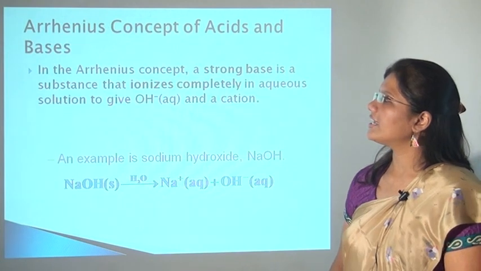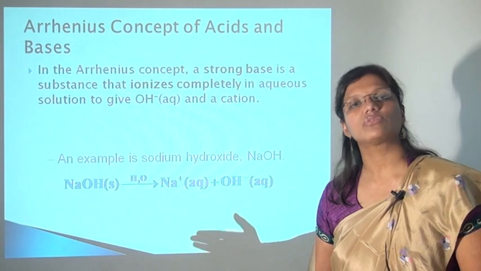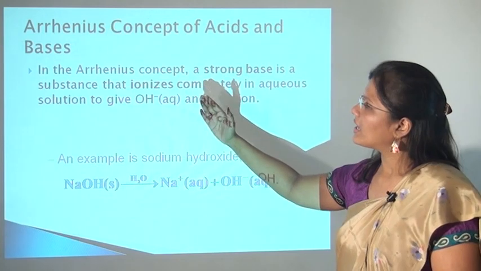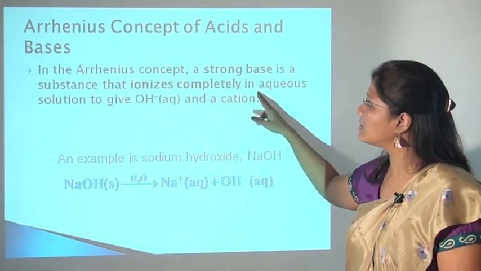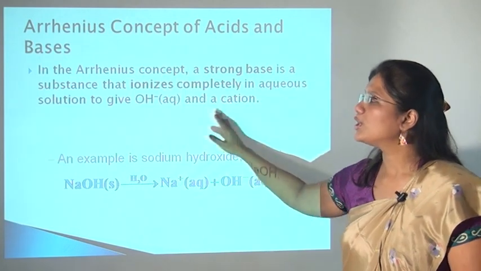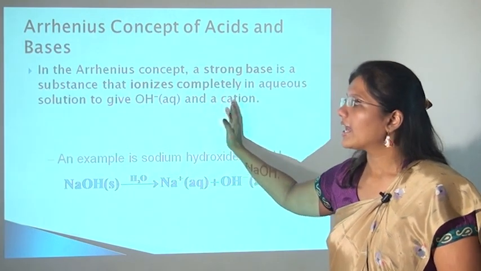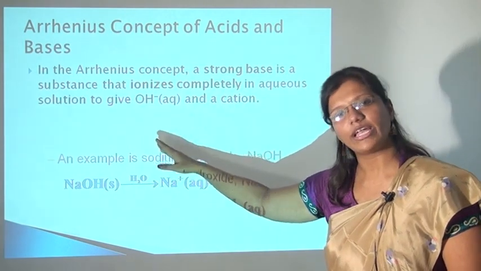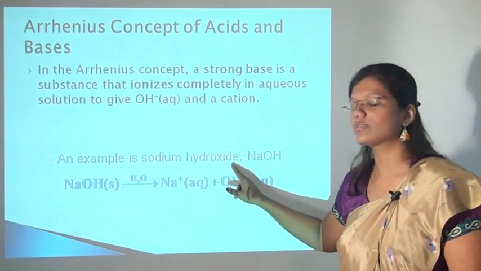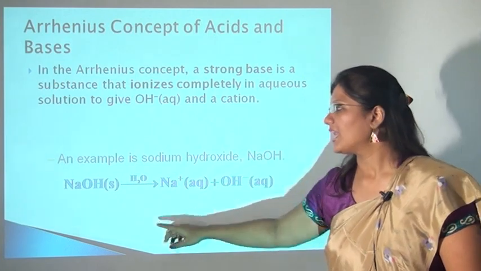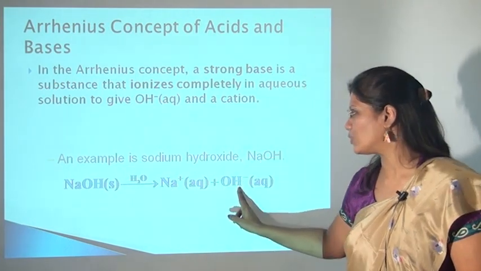Now in the Arrhenius concept, the definition of a strong base is given. In the Arrhenius concept, a strong base is a substance that ionizes completely in an aqueous solution to give OH minus and a cation. Here it gives OH minus ion, while there it gives H plus ion. The example of sodium hydroxide, that is NaOH, is given here. NaOH when dissolved in water gives Na plus and OH minus.